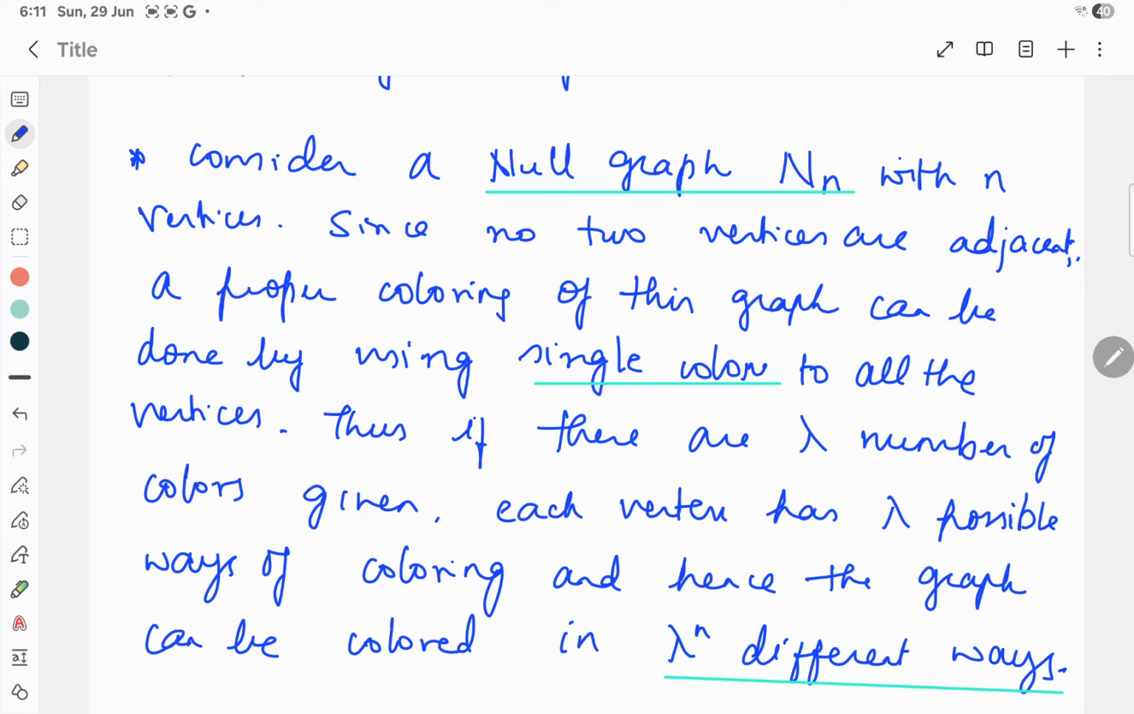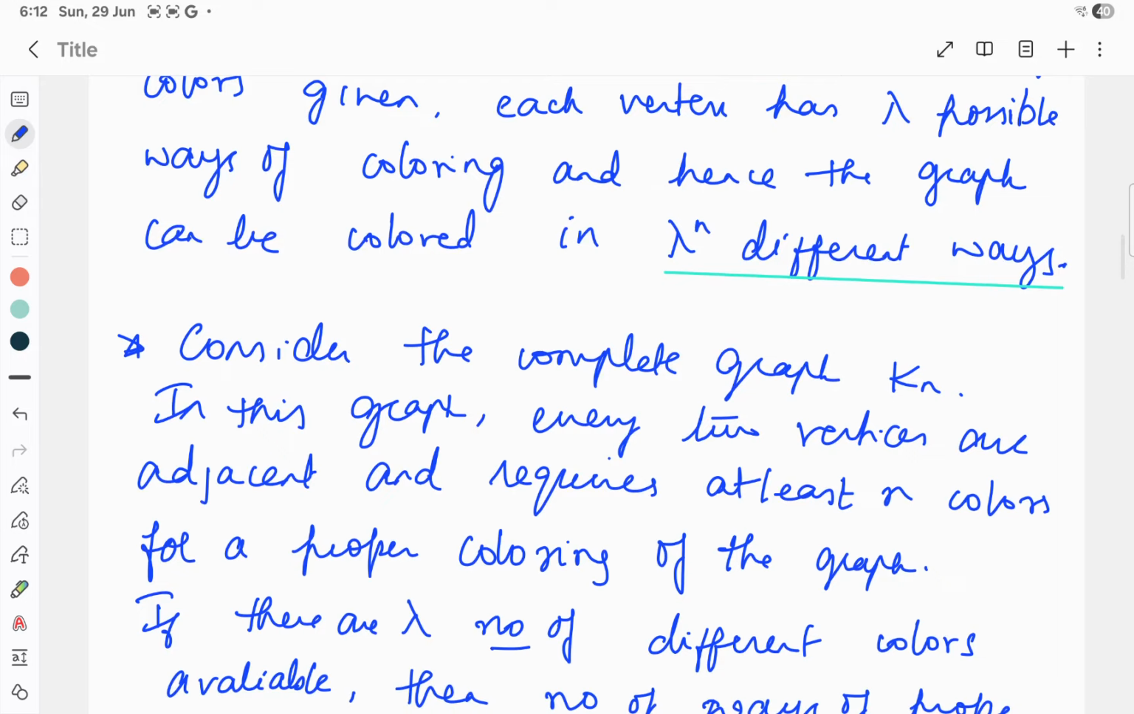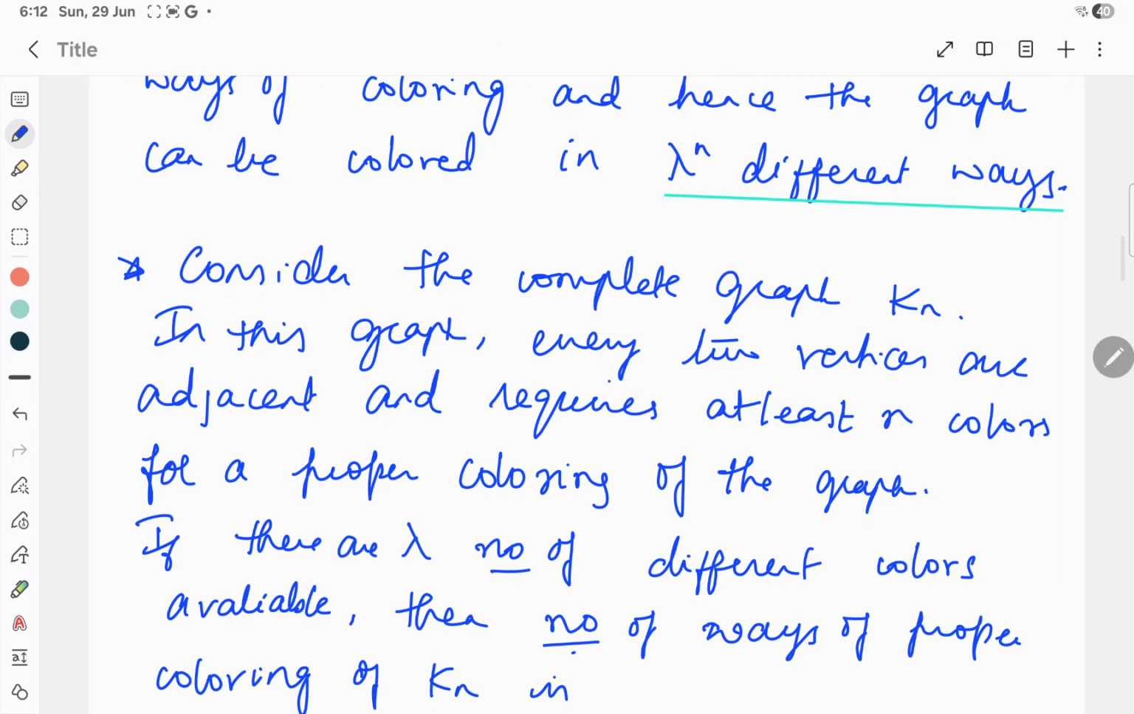Suppose you have n vertices in the null graph. The first vertex has lambda ways of coloring. The second vertex also has lambda ways of coloring because they are not adjacent, so I can use any color out of lambda colors. Like this, if you color all the n vertices, there are lambda power n different ways of coloring the null graph with n vertices. Consider the complete graph Kn.